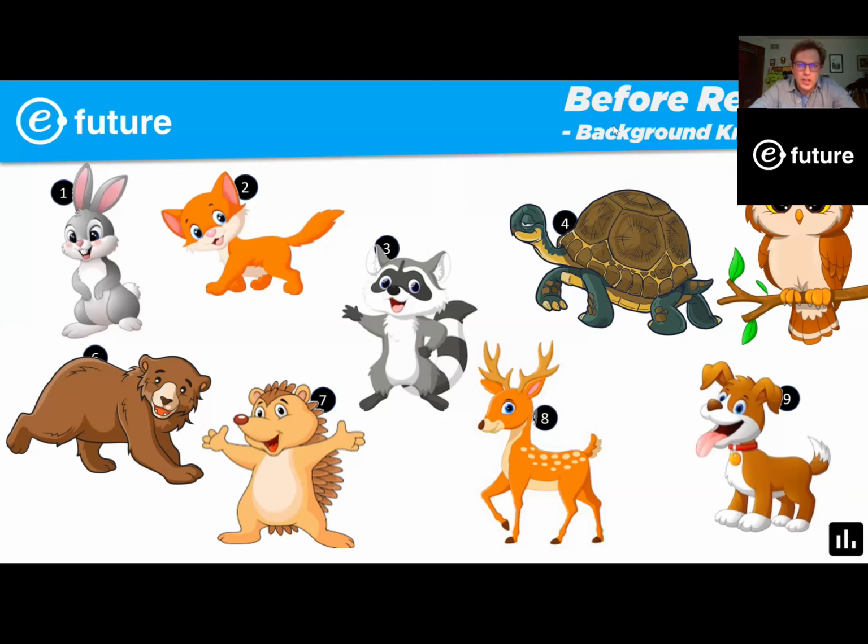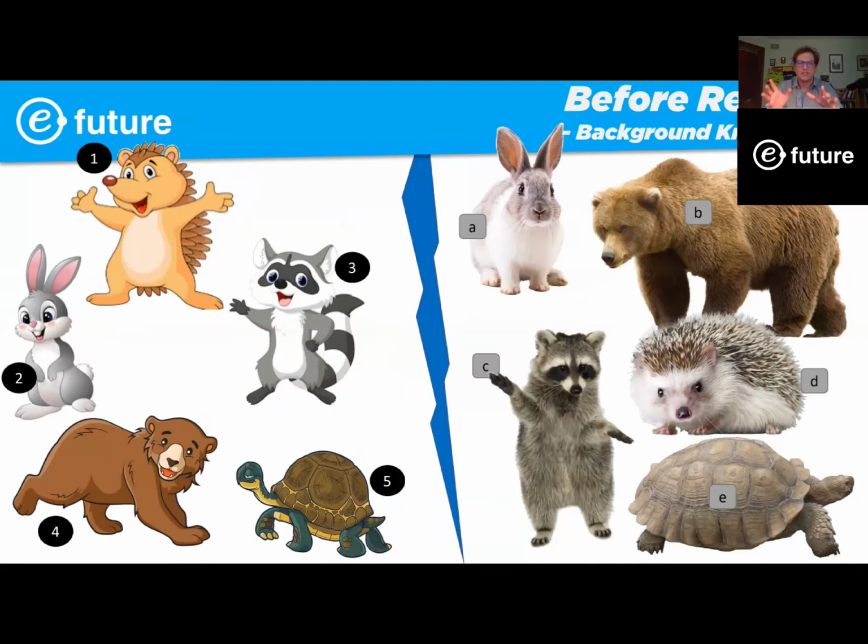Okay, so dog seems to be a favorite. The least favorite is, yeah, I agree. All right, so now we want to match these. So we take the illustration, and we're trying to build more connections. Okay, so number one is the porcupine. Which letter is the porcupine? So this is all about building those connections.